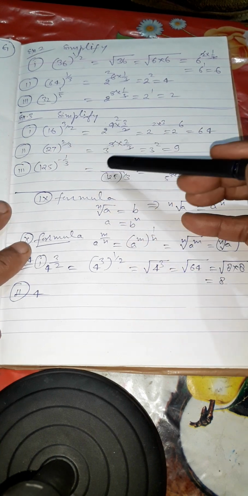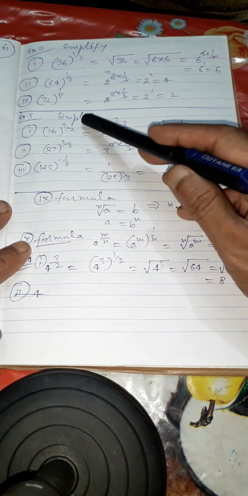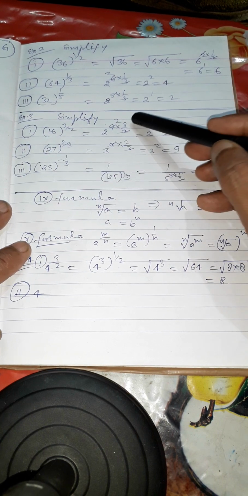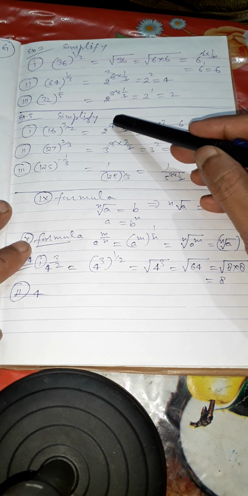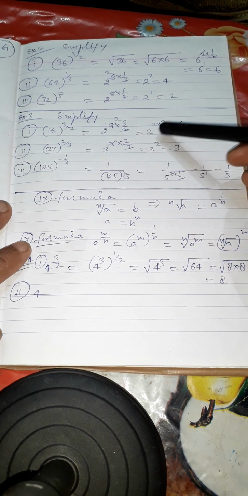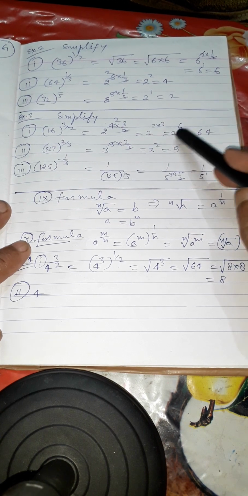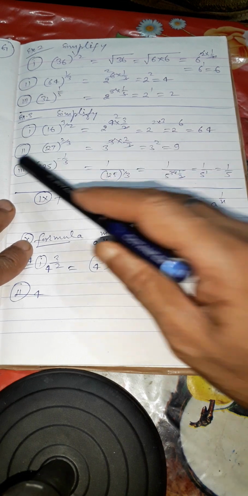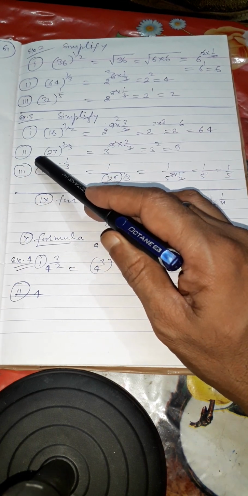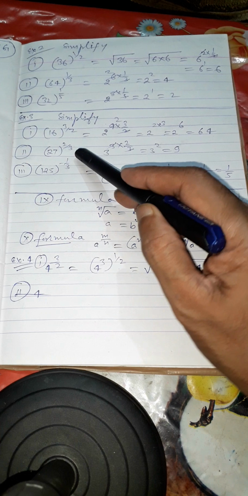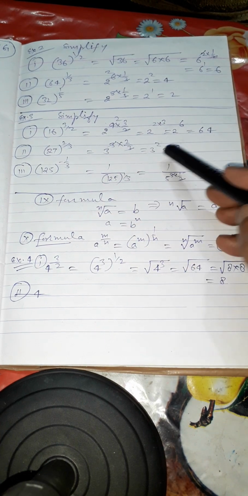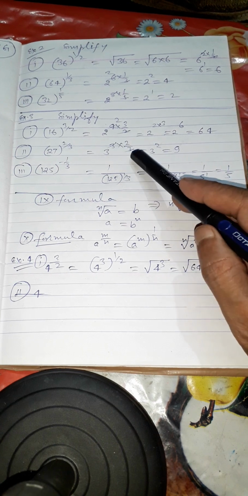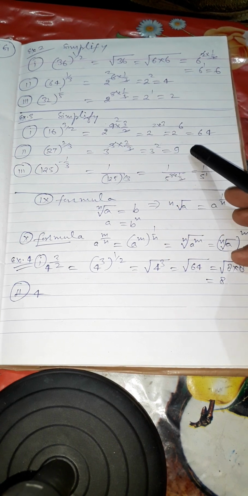Next example, simplify. First, 16 to the power 3 by 2 is equal to 2 to the power 4 into 3 by 2. 2 is cancelled by 4, we get 2 into 3, means 2 to the power 6, which means 64. Next, 27 to the power 2 by 3, it is 3 to the power 3 into 2 by 3. 3 and 3 are cancelled and 3 to the power 2 is equal to 9.